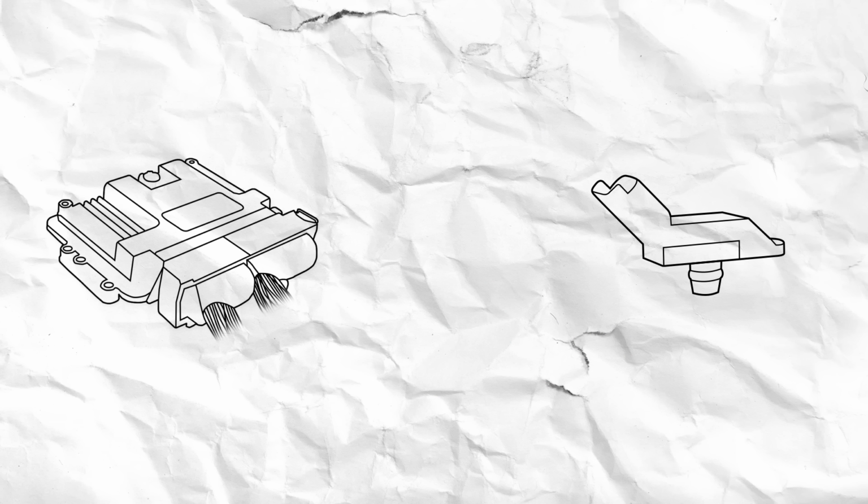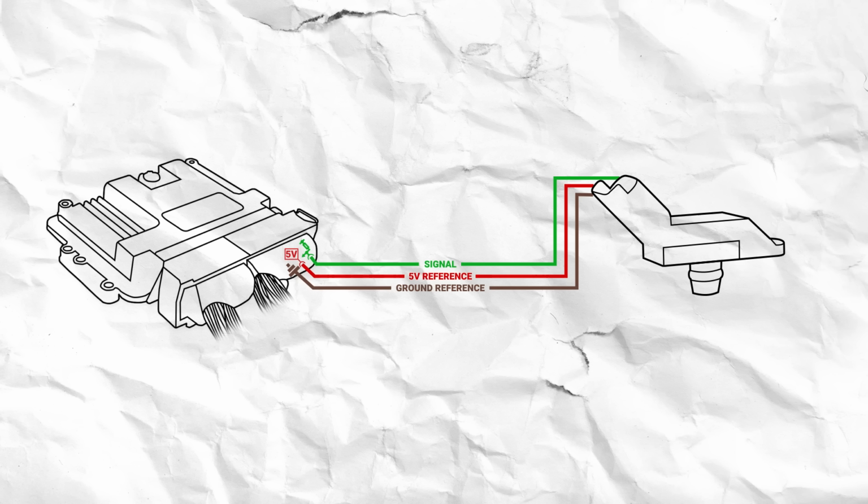Like many other sensors, the ECU provides a 5-volt reference supply. This powers the sensor's internal circuit and serves as a baseline voltage for the sensor to adjust according to changes in manifold pressure. The sensor feeds this voltage back to the ECU via a signal wire. The ECU also provides the MAP sensor with a ground connection to complete the circuit. As a minimum, you'll find these 3 wires present for all MAP sensors.